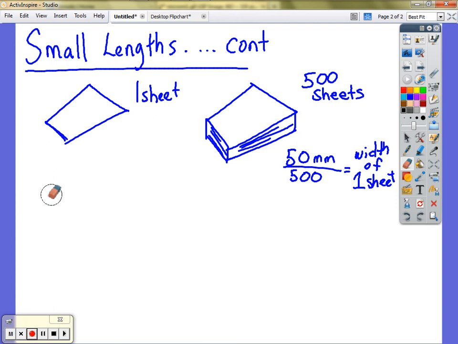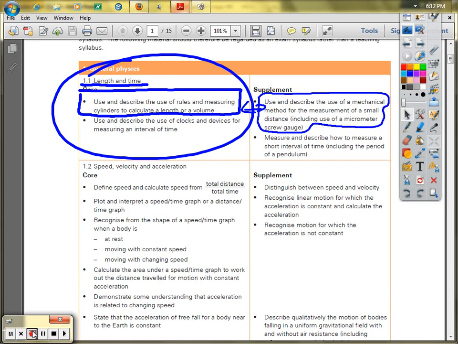If you don't have 500 sheets, your other option is to fold it. So I want to know the width of one sheet, so I fold it, you know, 5 or 6 times so that I get 10. You can't fold it 500 times. I think you can only fold about 7. And that's how you do small lengths or small distances.